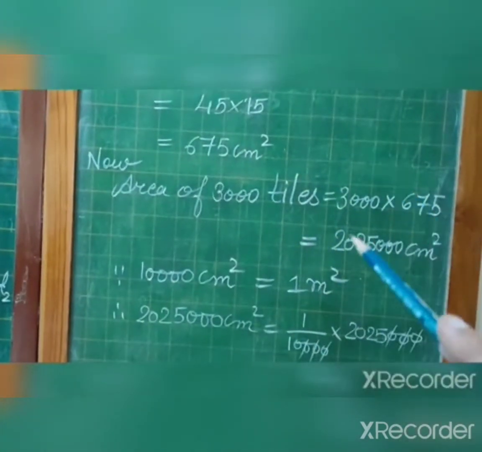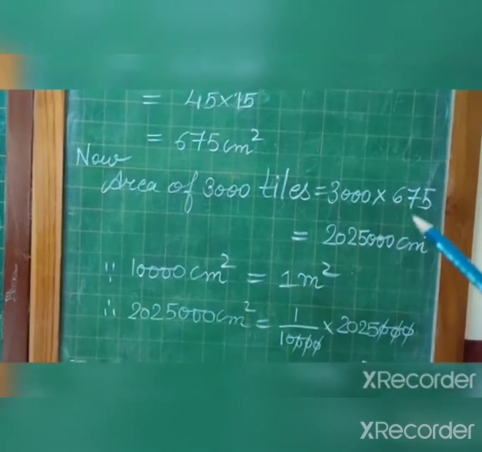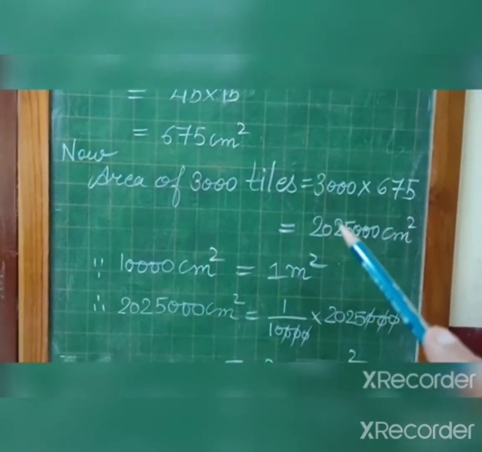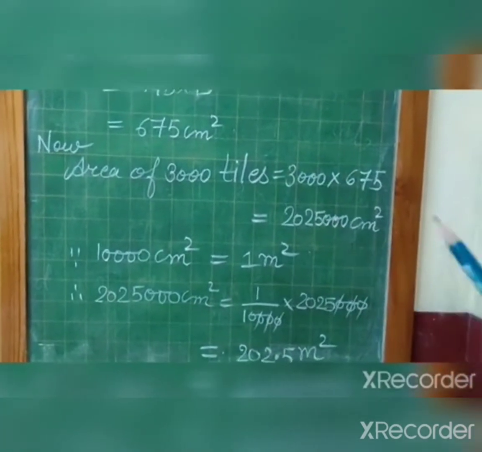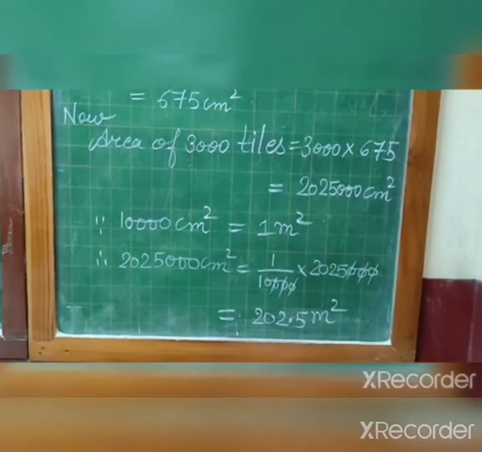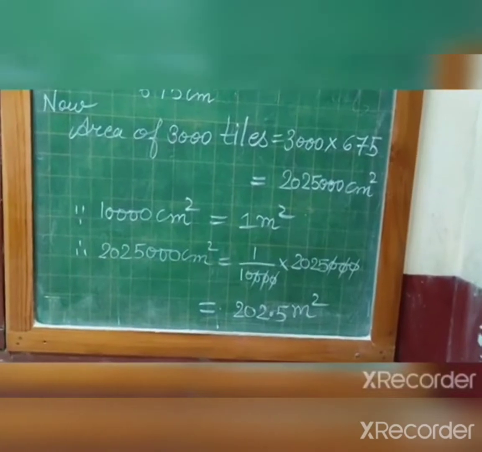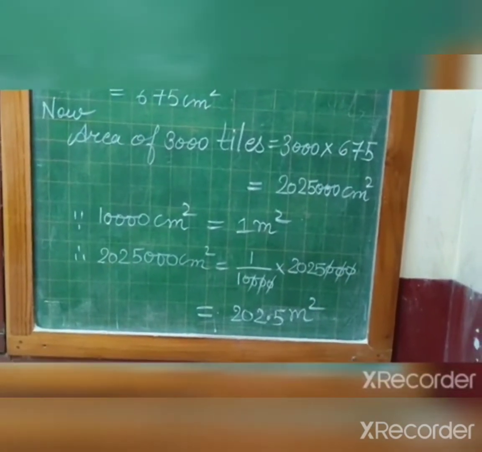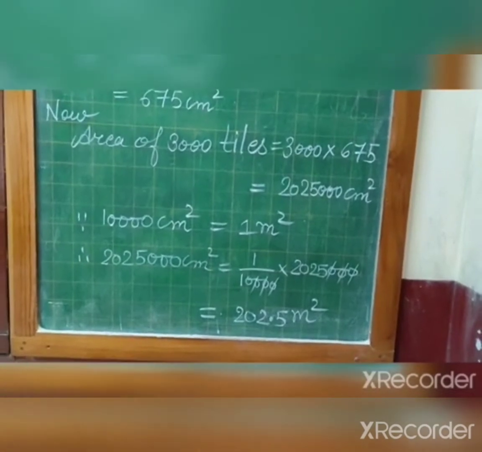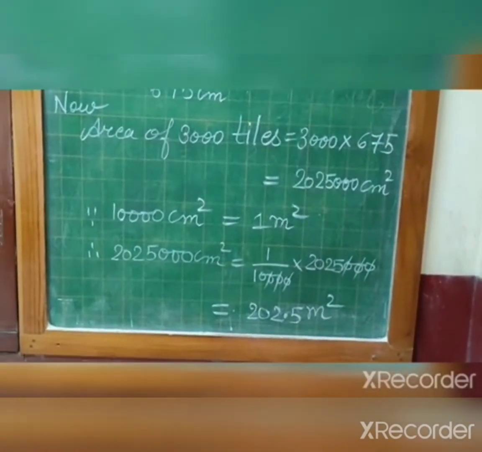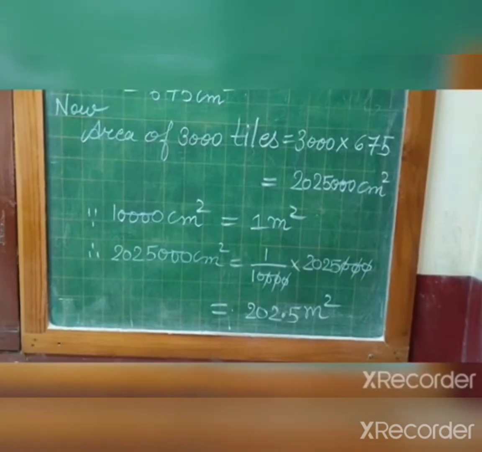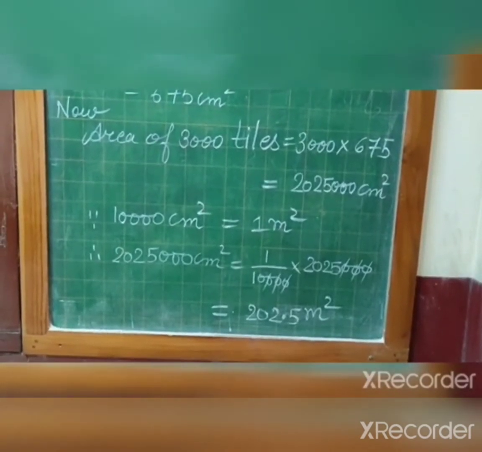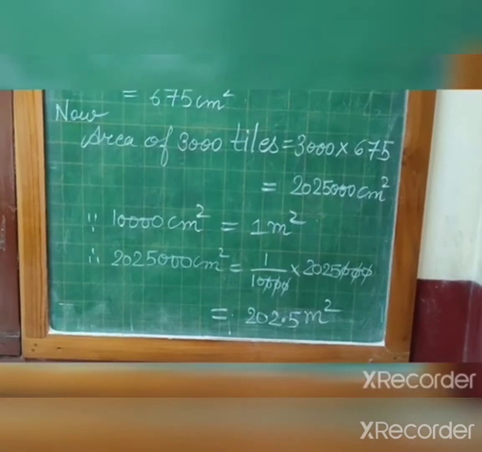Area of 3000 tiles is equal to 3000 into 675. When you multiply, area of one tile is this, area of 3000 tiles will be this. Now see here, the cost is given for 1 square meter area and we have area in centimeter square. So we will write, see here, 1 meter into 1 meter, 1 meter square by the exponent rule, and 1 meter equals 100 centimeter. So 100 into 100, 10,000 centimeter square.